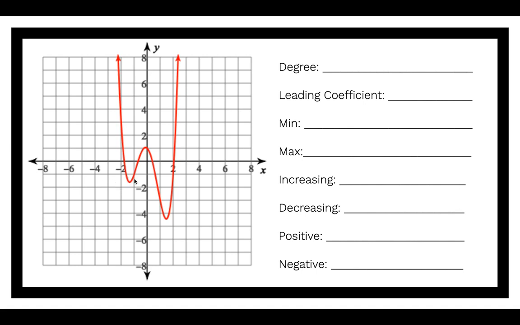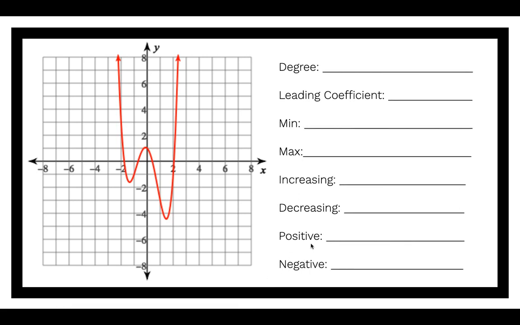Increasing, that's where I'm going up. So starting at about -1/2 till I get to 0, I'm increasing. And then starting at about 1/2 until I reach positive infinity, I am increasing. And I am decreasing starting at the left, -infinity, until I reach that about -1/2. And I am decreasing again starting at 0 until I reach about +1/2.